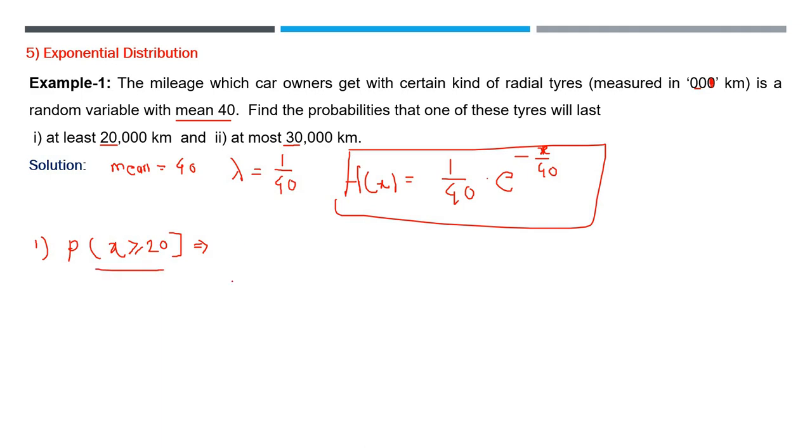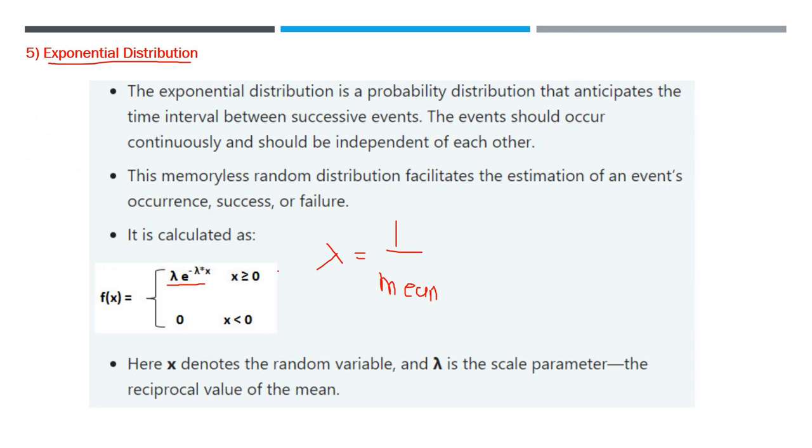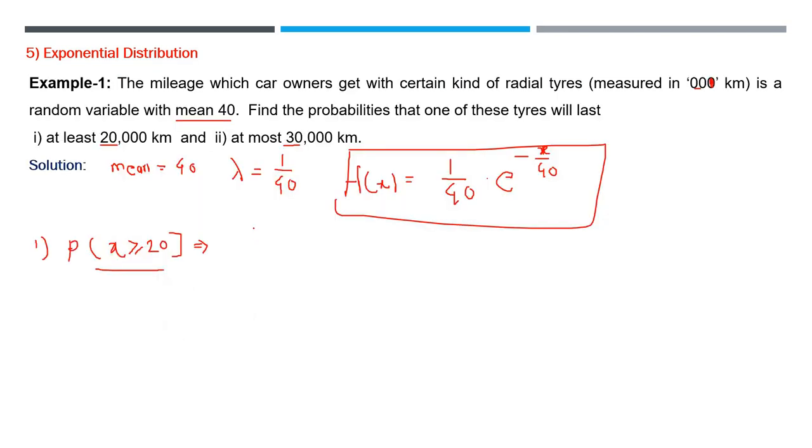Now the formula for the calculation of this probability is the integral of 1 upon 40 e raised to power minus x upon 40 dx. Now what is the lower limit and the upper limit? This is greater than or equal to 20, so the lower limit is 20. As we discussed in previous examples, the lower limit is given in the problem, but here the upper limit is not given, so we have to take it as infinity. So it goes up to infinity.